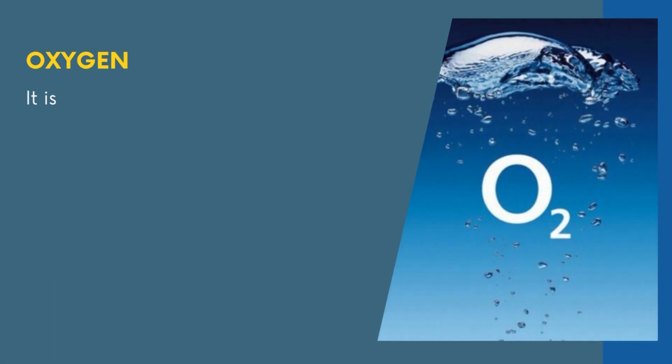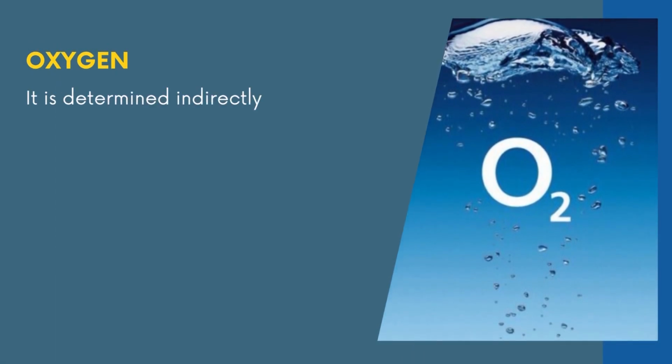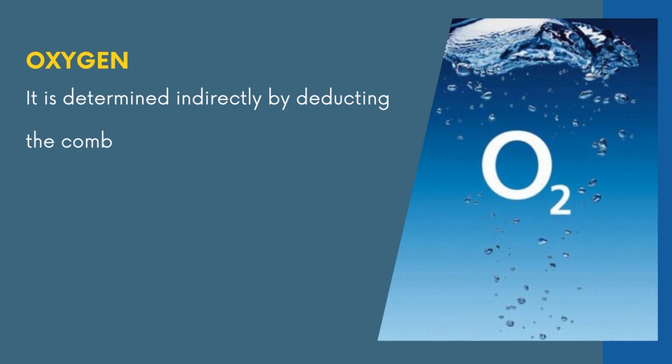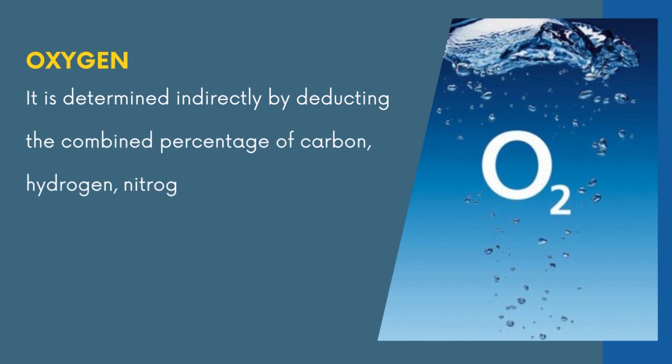Next, let us deal with oxygen. Oxygen is determined indirectly by deducting the combined percentage of carbon, hydrogen, nitrogen, sulfur and ash from 100.